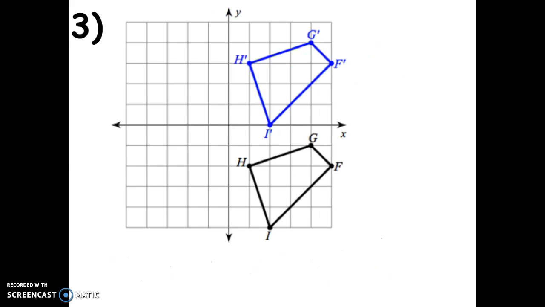All right, for our last example, same thing. Choose a vertex, choose the corresponding vertex, draw your arrow from the pre-image to the image. So we see automatically that we went up. We went up 1, 2, 3, 4, 5. We went up 5 units.